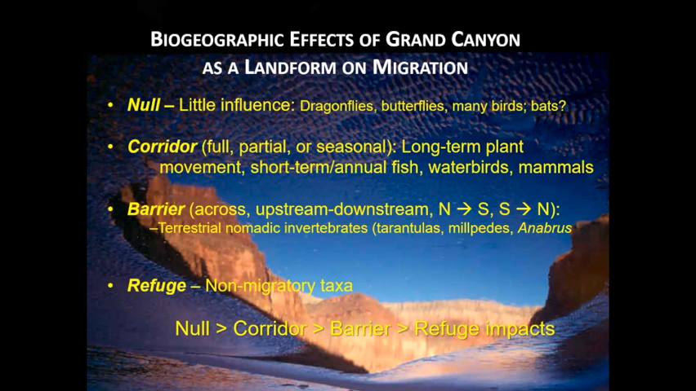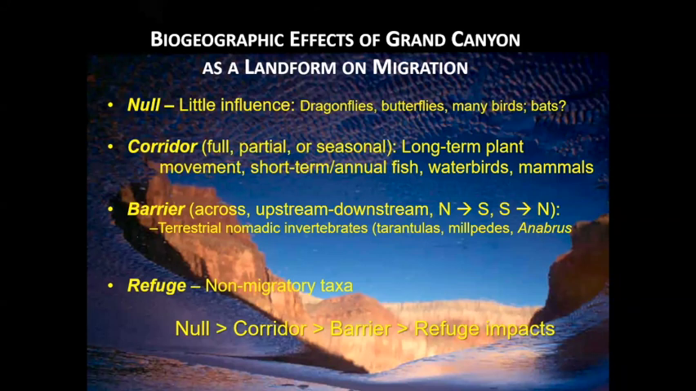Dragonflies, these masses of painted lady butterflies that sweep across the landscape, many songbirds. We don't know about bats so much, but they may not be influenced by the canyon as a landform in their migration whatsoever. But there is lots of evidence of corridor movement, of long-term changes in plant populations, in short-term and annual fish migrations, of the movements of water birds who really prefer to stay near the water. Unlike songbirds, water birds are very much following the river, and then perhaps some mammal species as well.